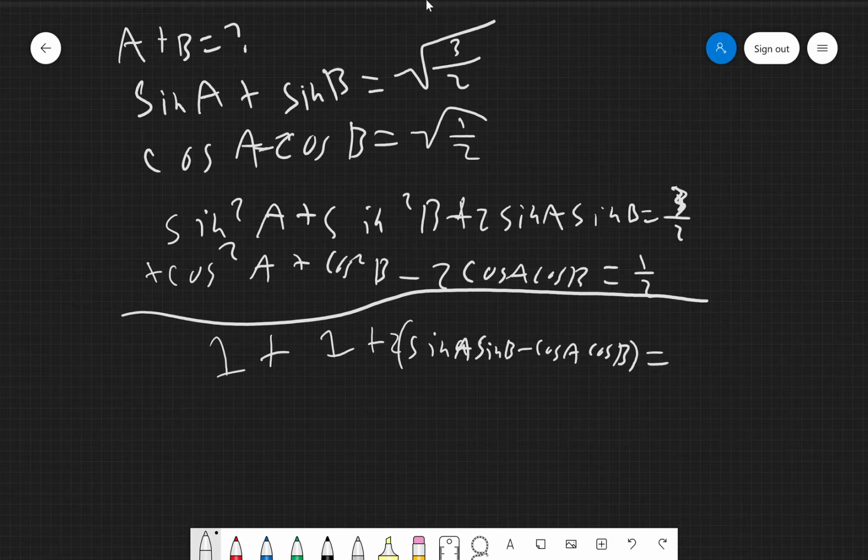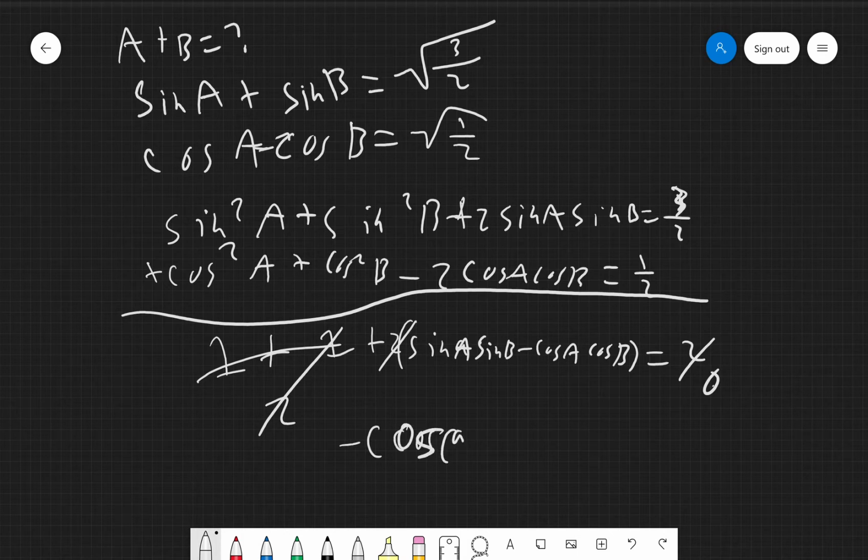Now that's equal to 3/2 plus 1/2, which is 2. So now this is 2. Subtract 2 on both sides, and this becomes 0. We can divide by 2, and that still is 0. Now notice that sine of A sine of B minus cosine A cosine B is actually just negative cosine of A plus B, and that is equal to 0. You can divide by -1, or you can just add cosine of A plus B to both sides and you get that cosine of A plus B equals 0.